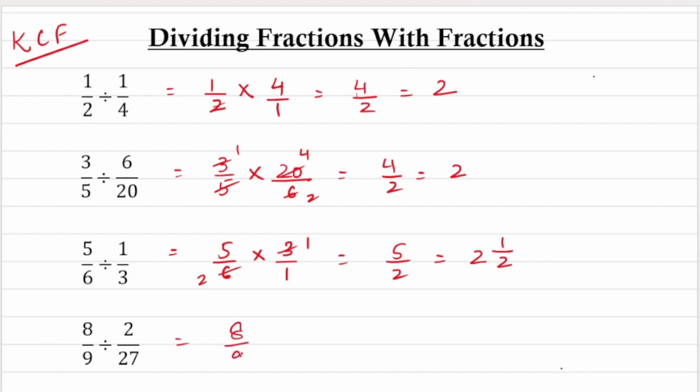8/9 multiplied by the reciprocal of 2 over 27, so it's 27 halves. I can cancel this 27 with 9 and 8 with 2, and my answer is 4 times 3 equals 12.